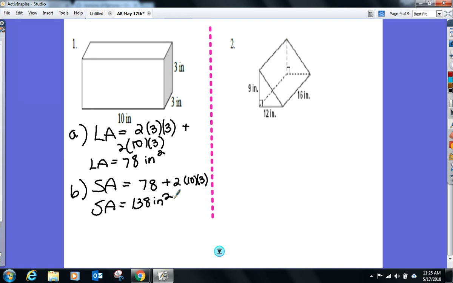Number 2, identify what shape are the bases? Triangles. Name the prism then. This is a triangular prism. So everyone ready? Take the triangles off now. Take the triangles off. We're going to find the lateral area.